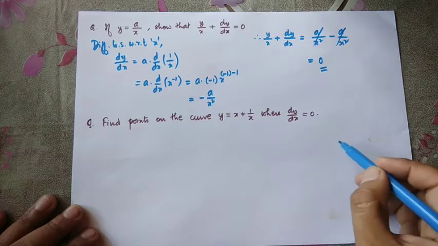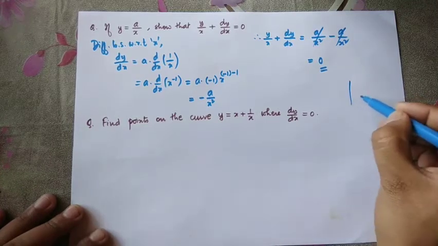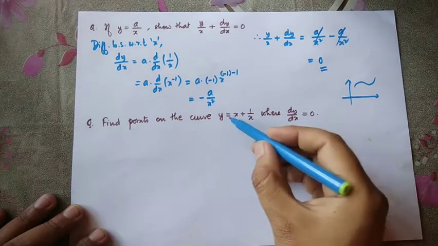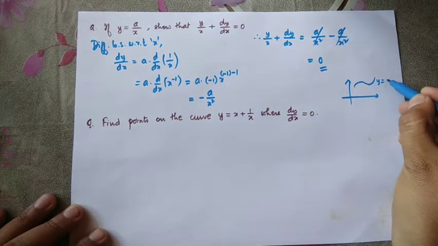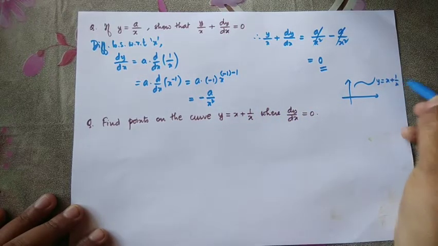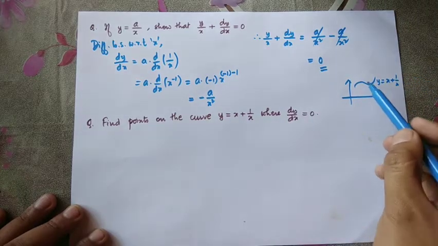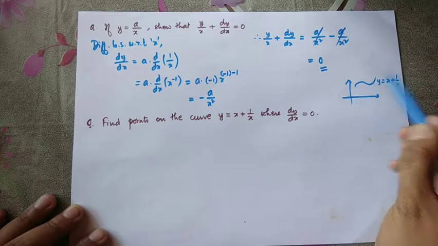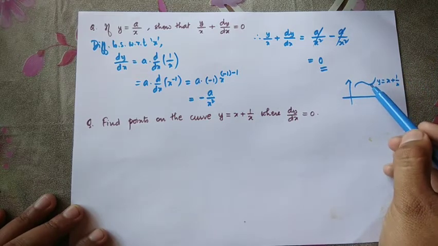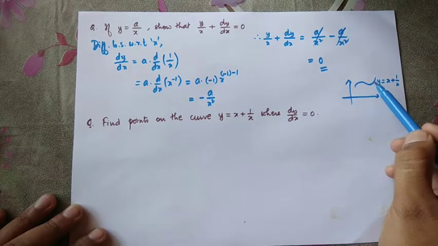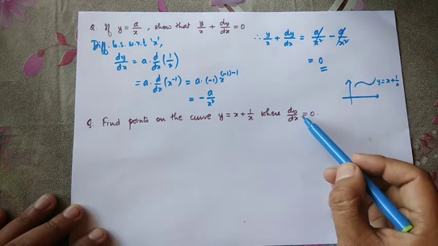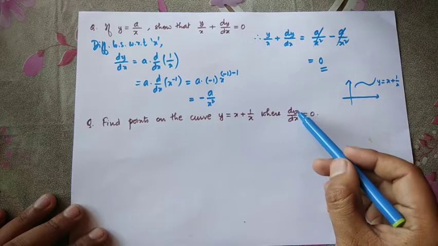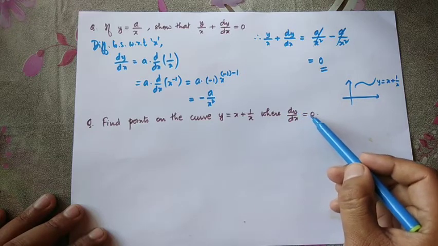Okay, so similarly here what is happening is there's a curve. Let me call this curve y equals to x plus 1 by x. Now you need to find the points on this curve. Okay, so it can be either here, here, or anywhere on the curve. So we have to find the points where dy by dx is equals to 0. That means dy by dx is what? Slope of the tangent. So that means slope of the tangent to be 0.